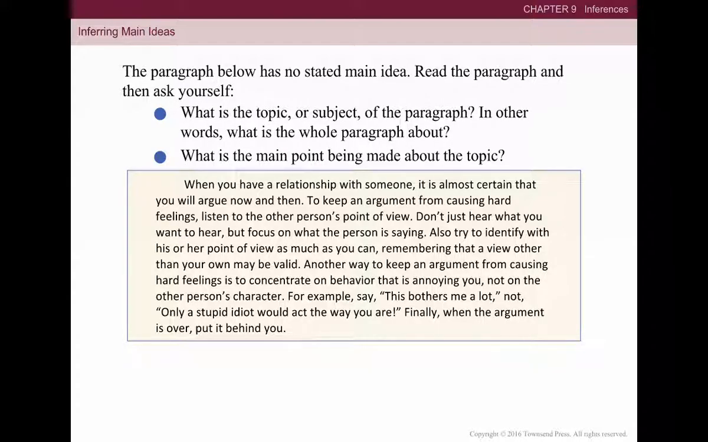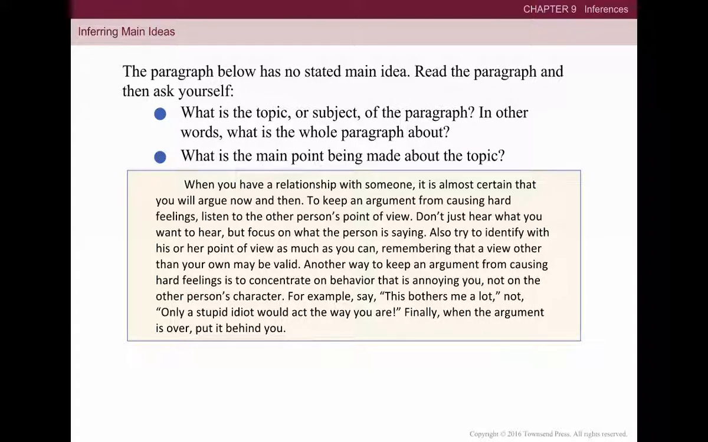When you have a relationship with someone, it is almost certain that you will argue now and then. To keep an argument from causing hard feelings, listen to the other person's point of view. Don't just hear what you want to hear, but focus on what the person is saying. Also try to identify with his or her point of view as much as you can, remembering that a view other than your own may be valid. Another way to keep an argument from causing hard feelings is to concentrate on behavior that is annoying you, not on the other person's character. For example, say, "This bothers me a lot," not "Only a stupid idiot would act the way you are." Finally, when the argument is over, put it behind you. Okay.